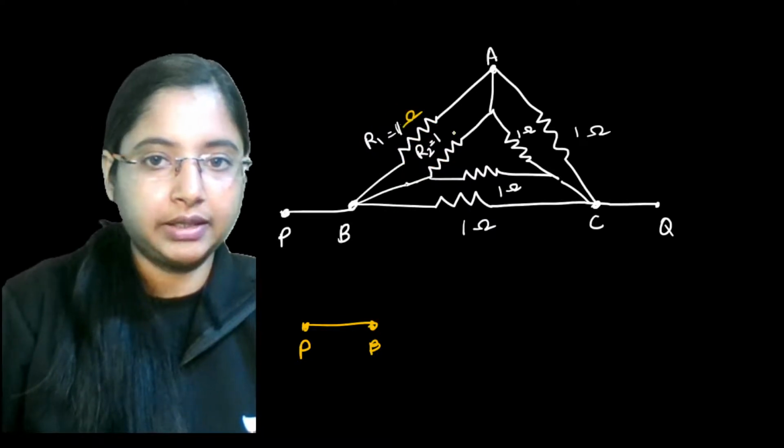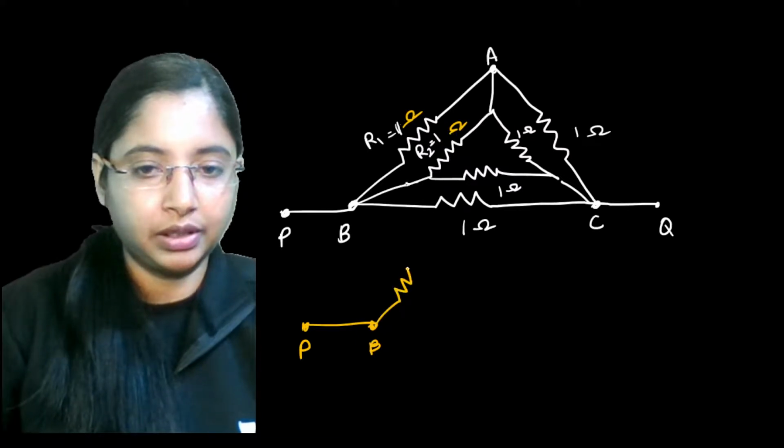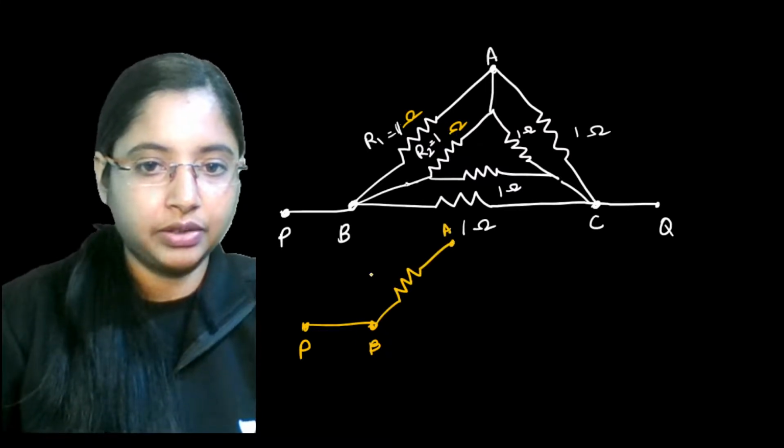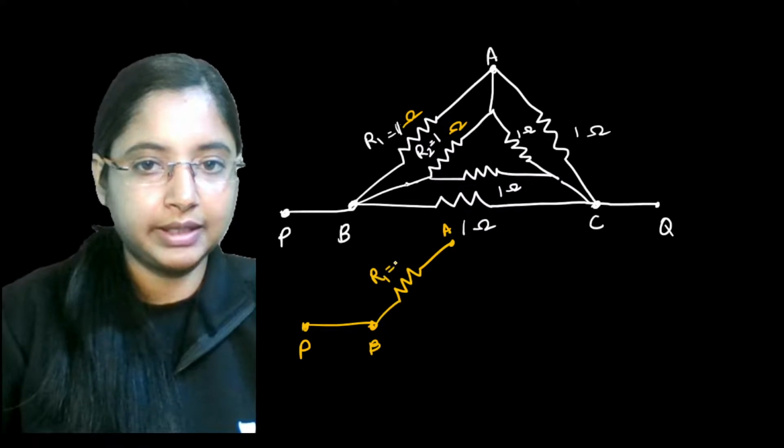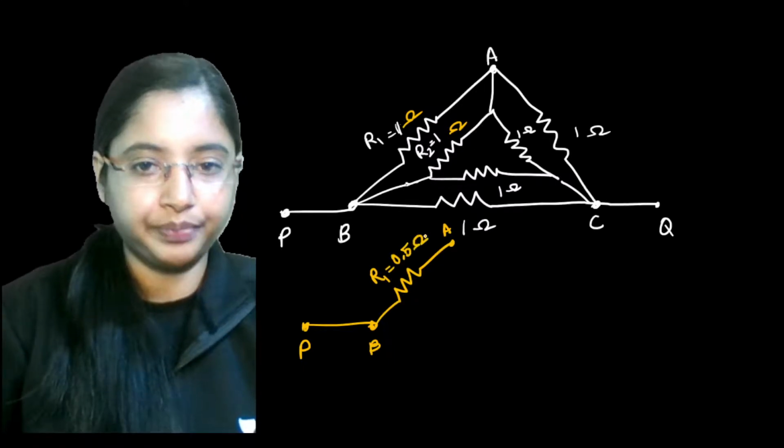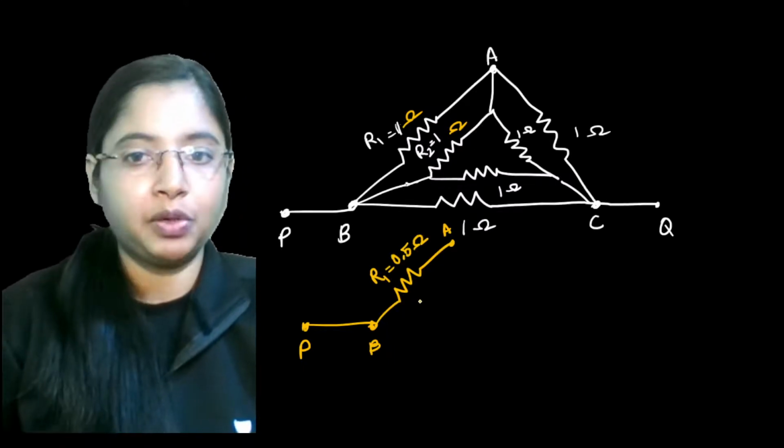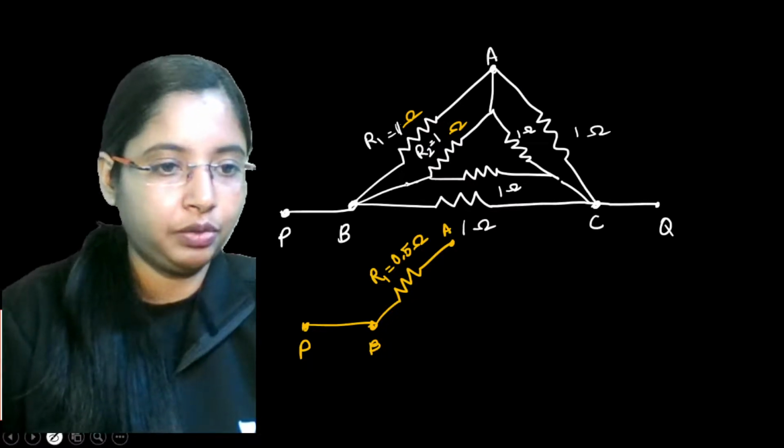Okay, that is around 0.5 ohms. Let's say this point is A. So you can use one single resistor. Let's take it as R1, 0.5 ohms. Okay, now what we can do, similarly, for the other two parallel arms also.